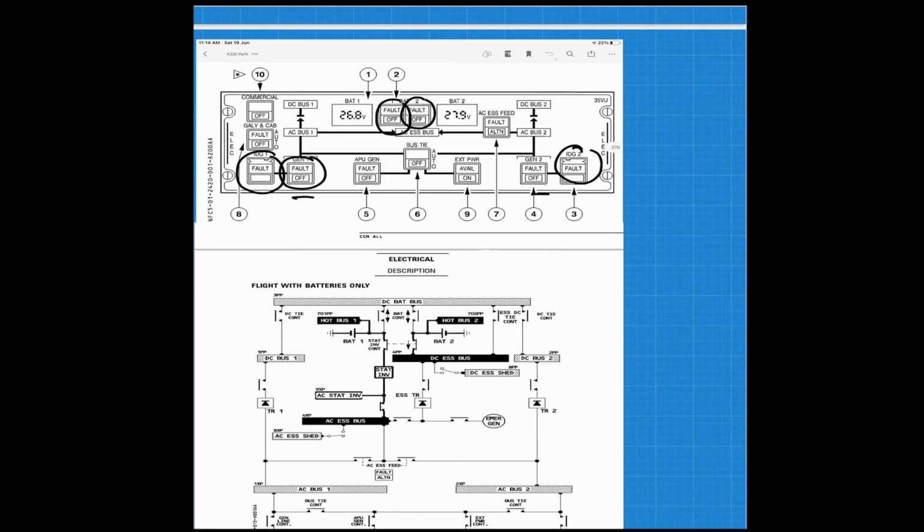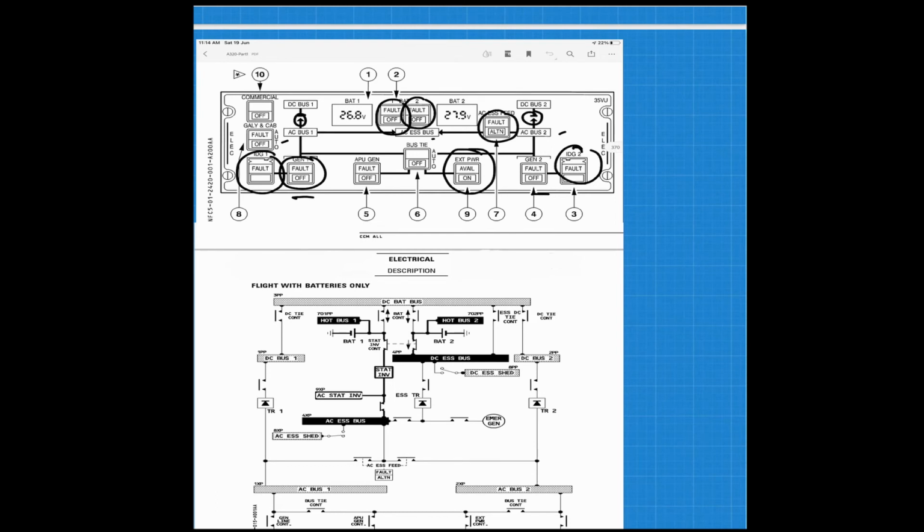Okay. So when the external power is available, we just switch on this external power switch, and that powers the AC bus 1 and AC bus 2. So that feeds to the DC essential bus and DC2 bus through the TR1 and TR2, and this is the AC essential bus.